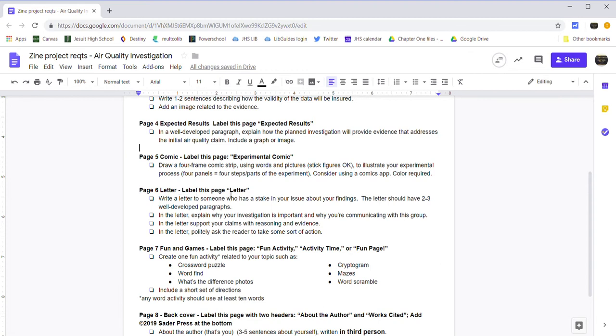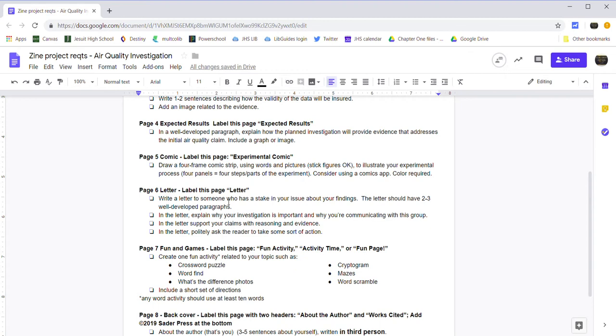Page 6, we're almost there. You're going to label this page letter, because you're writing a letter to someone who has a stake in this issue. Your letter should have 2 to 3 well-developed paragraphs. You're going to explain why your investigation is important, why you're communicating with this group. For example, maybe you want to write to farmers because farmers should care about the amount of pollutants coming into their crops, because it's going to affect how well their crops grow, or whatever.